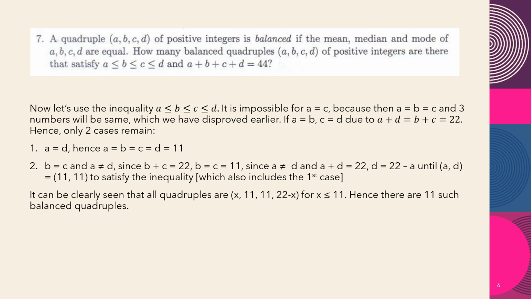In this case, I've denoted t as x. So it can be clearly seen that all quadruples are x, 11, 11, and 22 minus x. To satisfy the inequality, x must be less than or equal to 11. Hence, we have 11 such balanced quadruples. Now, this might be a bit confusing, so if you can just rewind back and see wherever you don't understand.